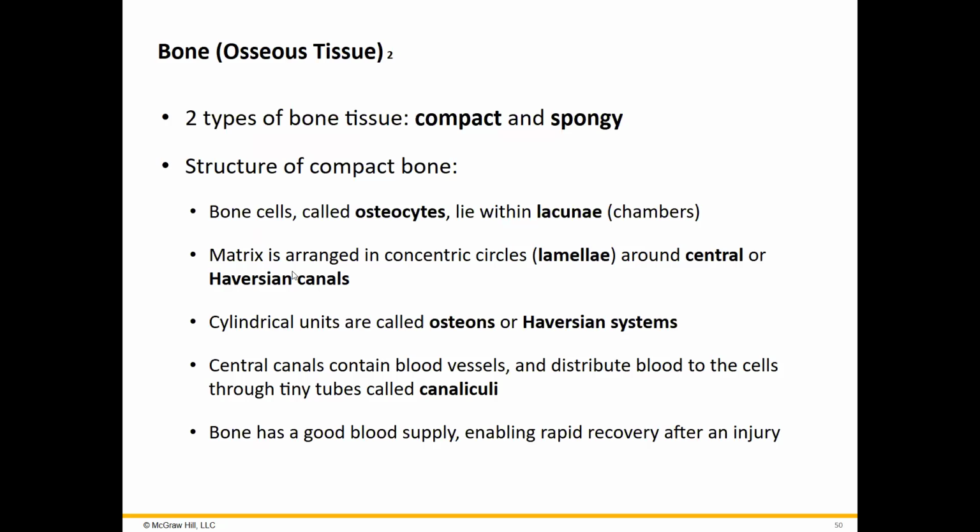Okay? The last thing I want you to know, there are channels that contain blood vessels that distribute the blood throughout the bone called canaliculi.